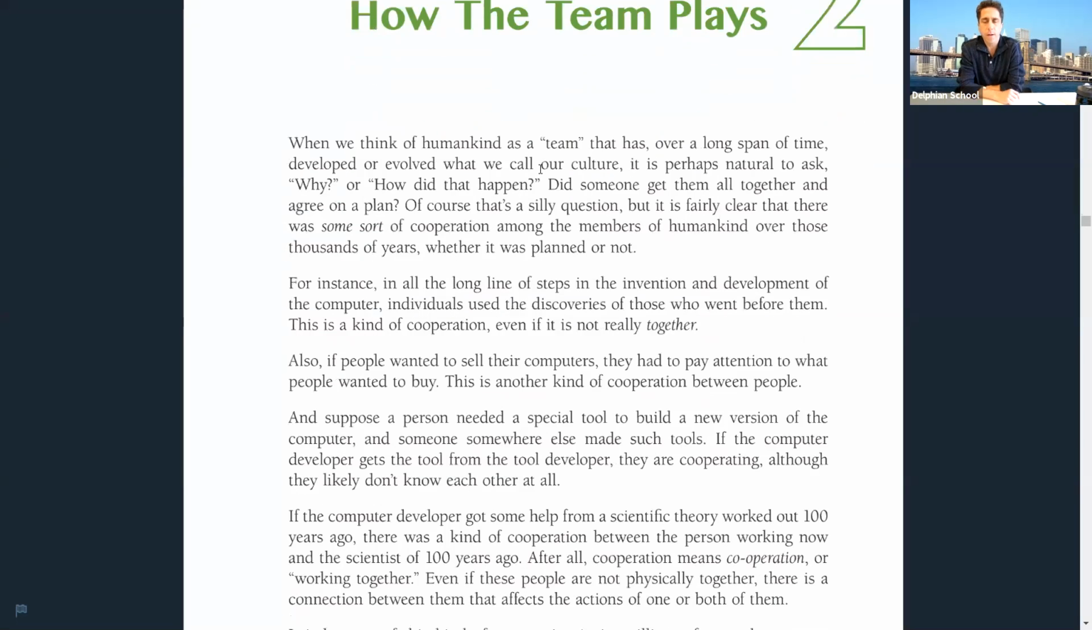So when we think of humankind as a team that has, over a long span of time, developed or evolved what we call our culture, it is perhaps natural to ask why, or how did that happen? Did someone get them all together and agree on a plan? Of course, that's a silly question. But it is fairly clear that there was some sort of cooperation among the members of humankind over those thousands of years, whether it was planned or not. For instance, in all the long line of steps in the invention and development of the computer, individuals used the discoveries of those who went before them. This is a kind of cooperation, even if it is not really together.